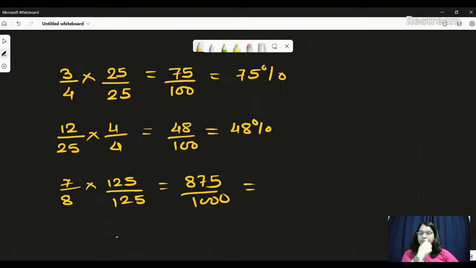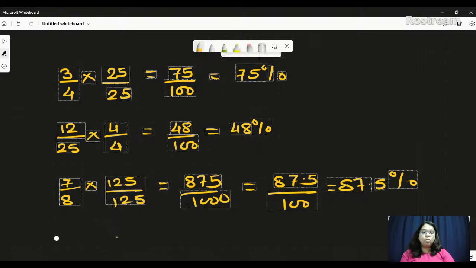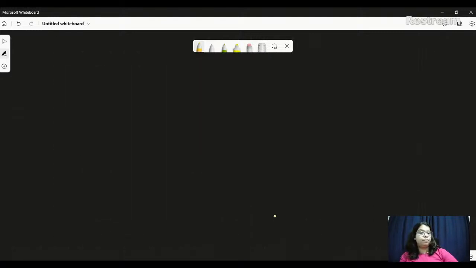So we are going to take one decimal place, so it is going to be 8.75 over 100. That is equal to 87.5%. Okay, so it sounds simple enough because it is actually very simple. So now let's go to decimals.